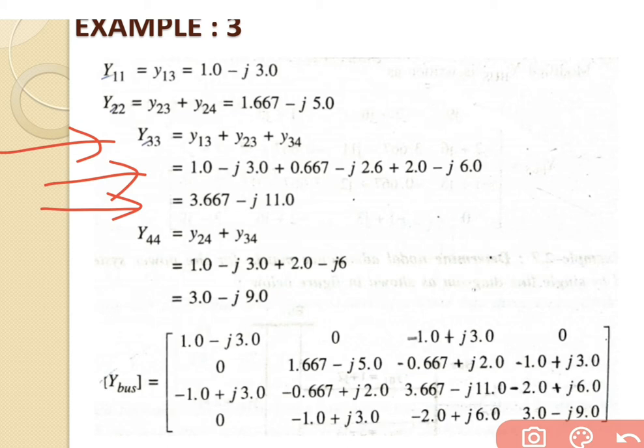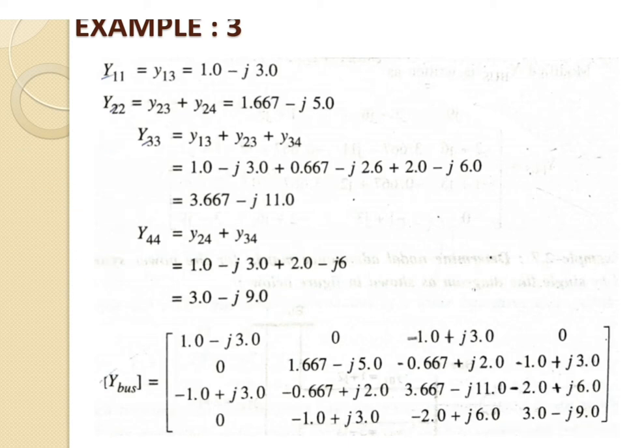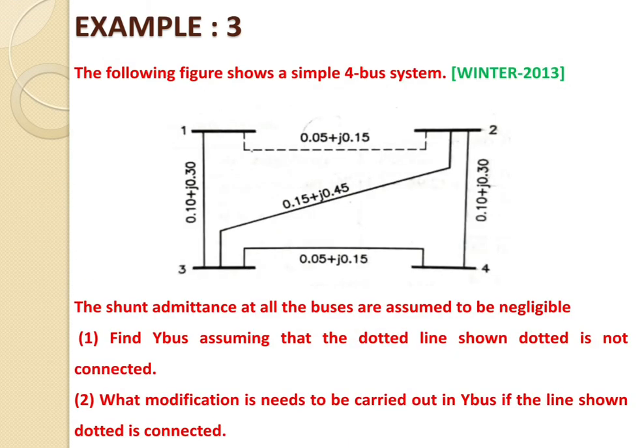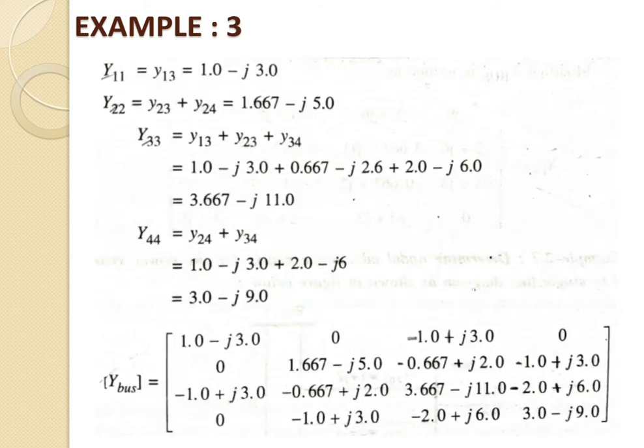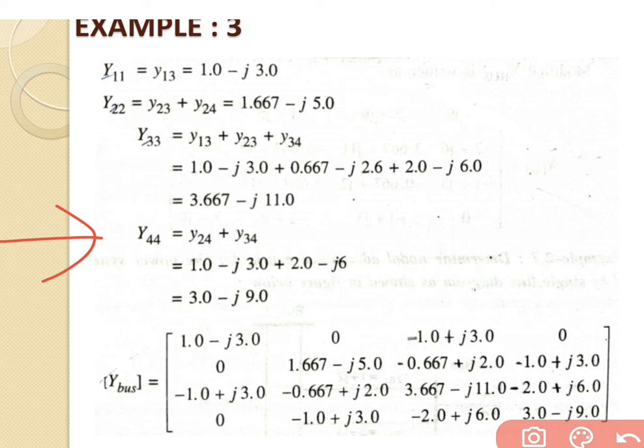And the last one is y44. So y44 is equal to y24 plus y34. For that we go to bus number 4. Bus number 4 has 2 lines connected, the first one from 2 to 4 and the second one from 3 to 4. So the equation becomes y44 is equal to y34 plus y24. Again, just put the values of y24 and y34, which are already put over here. So we get the answer for y44 equal to 3.0 minus j9.0.